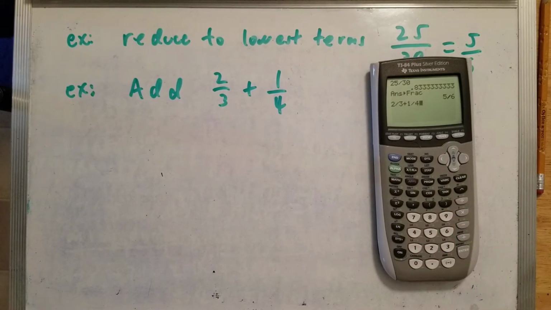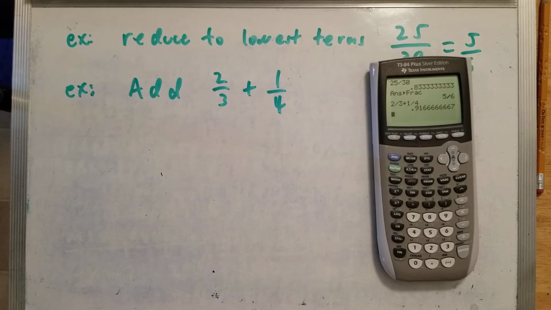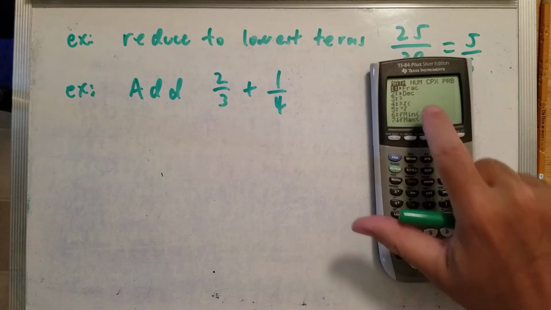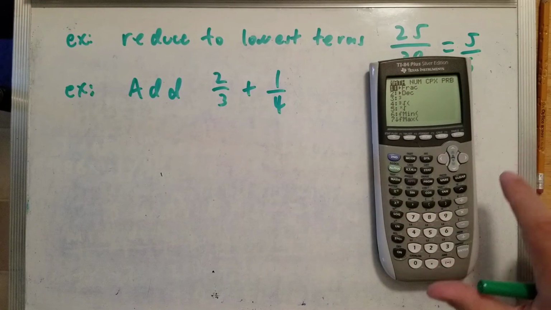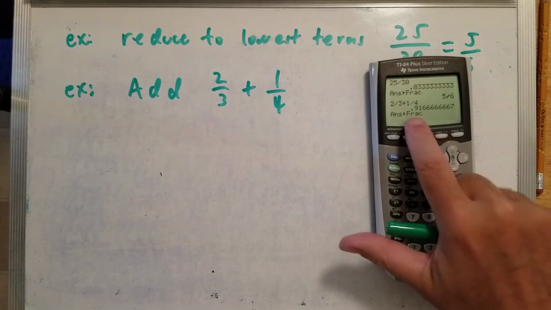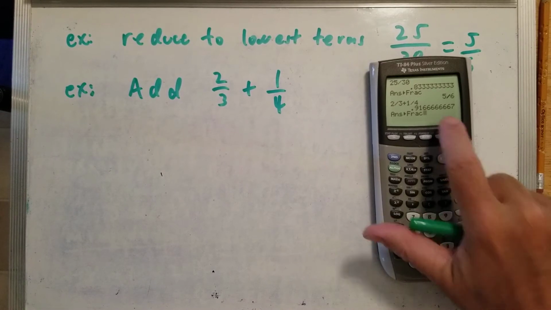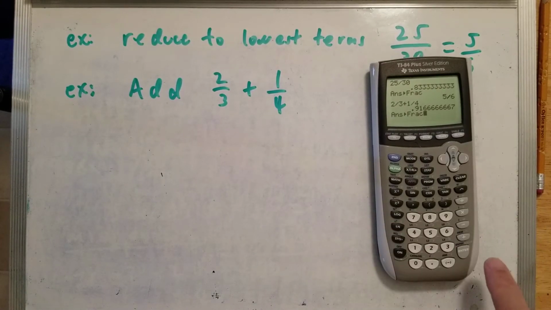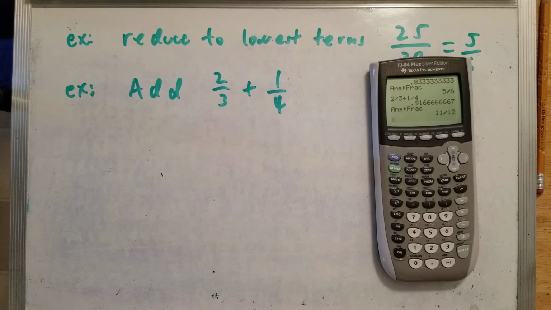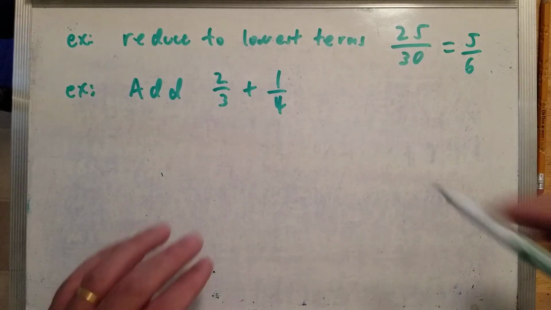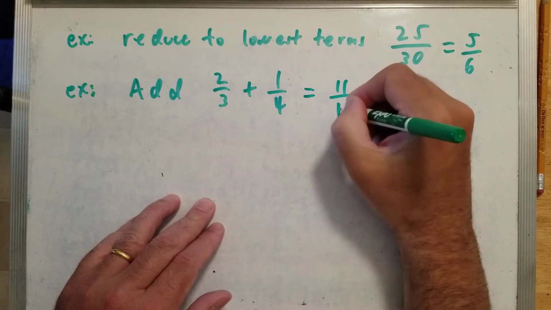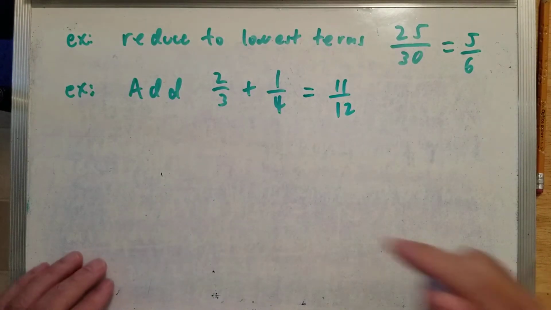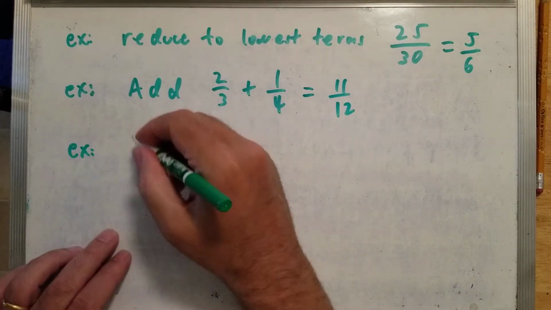When I hit enter, I'll get a decimal answer. And then I'm going to let that answer to frac thing convert the decimal to a fraction. If I hit math, then the first thing there is to frac. So if I hit enter, this will change that decimal into its fractional equivalent in lowest terms. Enter again, 11/12. We can do the same thing for multiplying fractions.